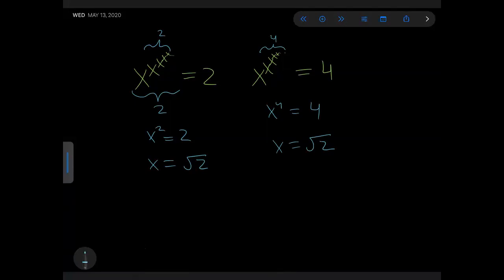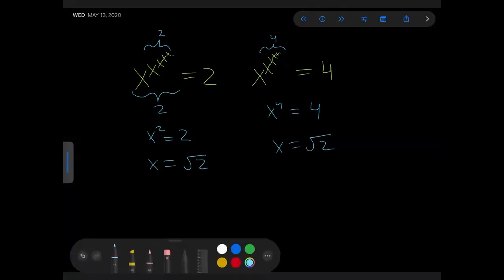And you might be asking, how do you know which one is which? Or is it neither at all? The answer is that x equals square root of 2 works for x to the x to the x is equal to 2. And it does not for x to the x to the x is equal to 4. Now, why this is the case is beyond the scope of this class.